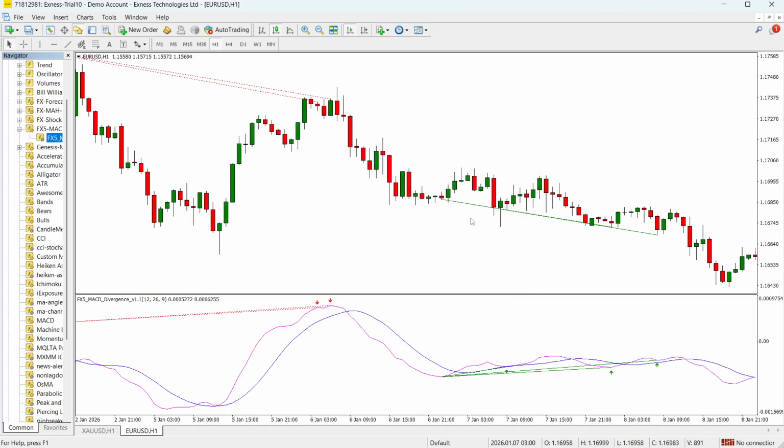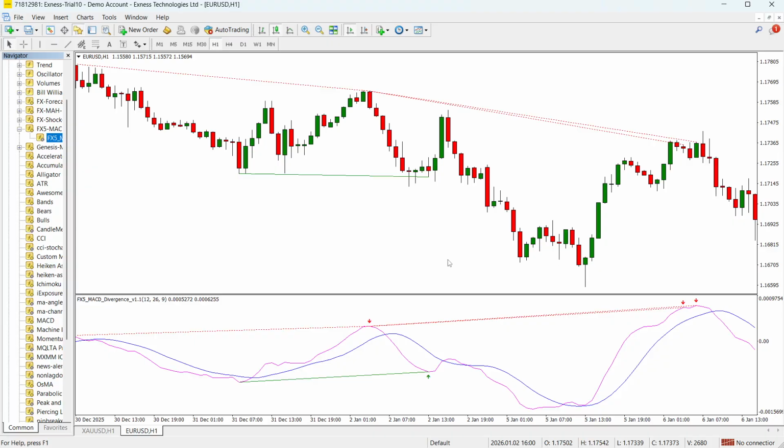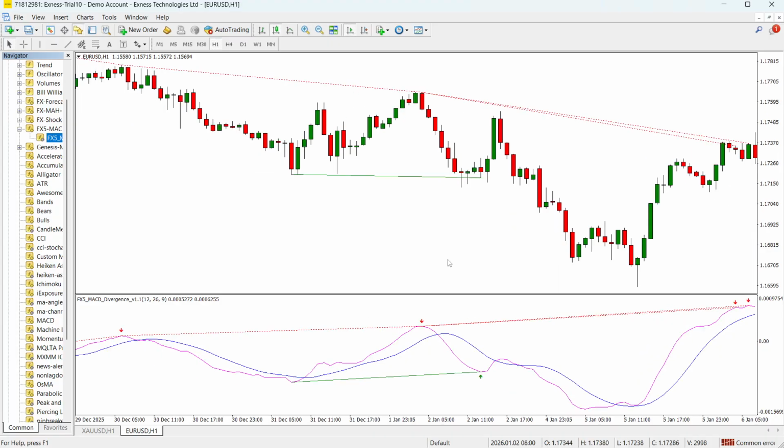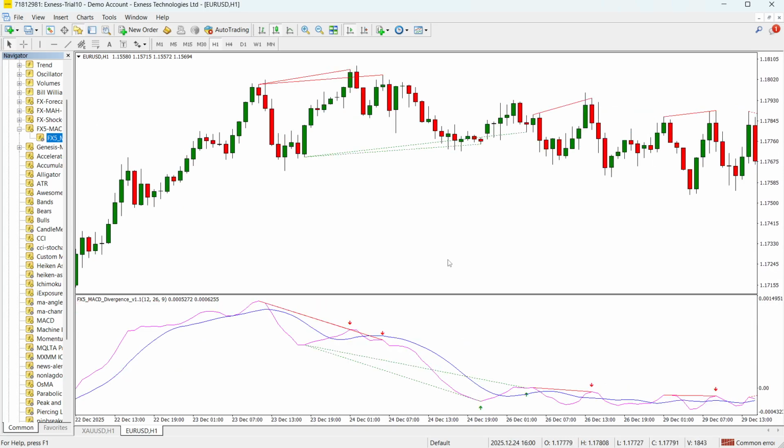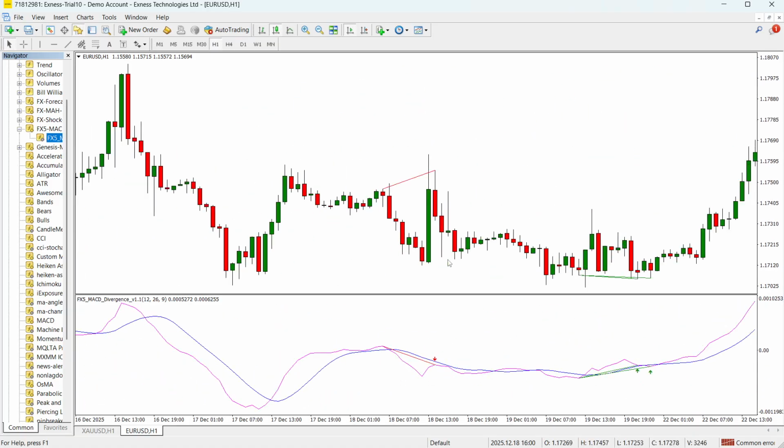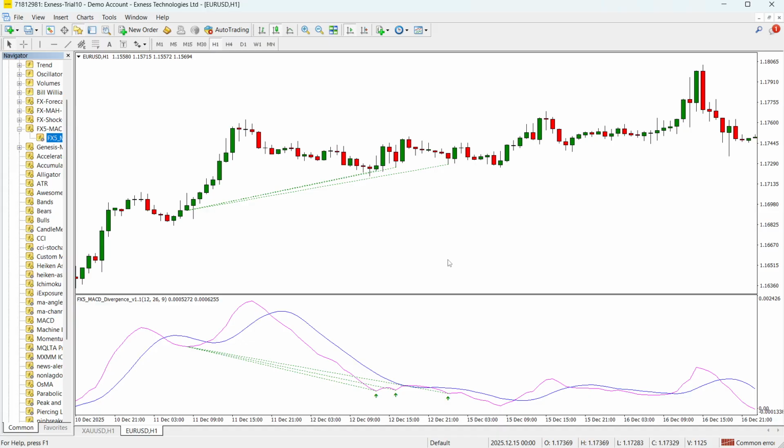So who is it for? FX5 MACD Divergence is suited to traders who use divergence as part of their reversal or trend continuation strategies, but want the scanning process automated. Divergences can appear early and may fail in strong trends or news-driven markets, so these signals must be combined with support and resistance, price action confirmation, and tight risk management rules rather than traded blindly.